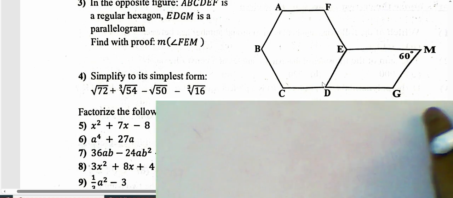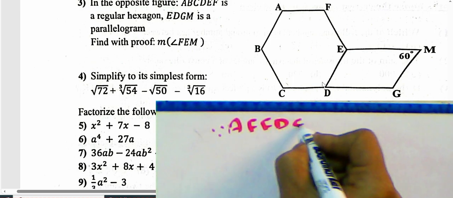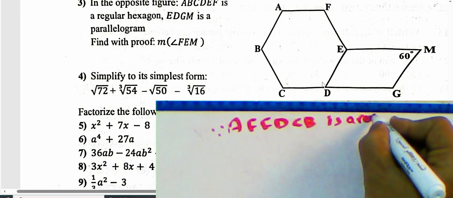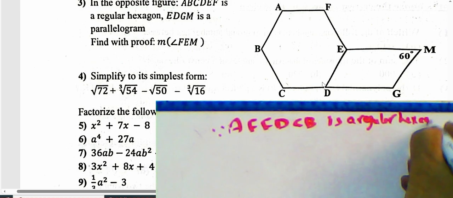Write the steps here. First step, you can write: such that the figure FEDCB is a regular hexagon. Okay, it's a regular hexagon. Then the measure of angle ADC equals (n minus 2) times 180 divided by n. n here equals 6. 6 minus 2 is 4. 4 times 180 is 720, divided by 6 equals 120 degrees.